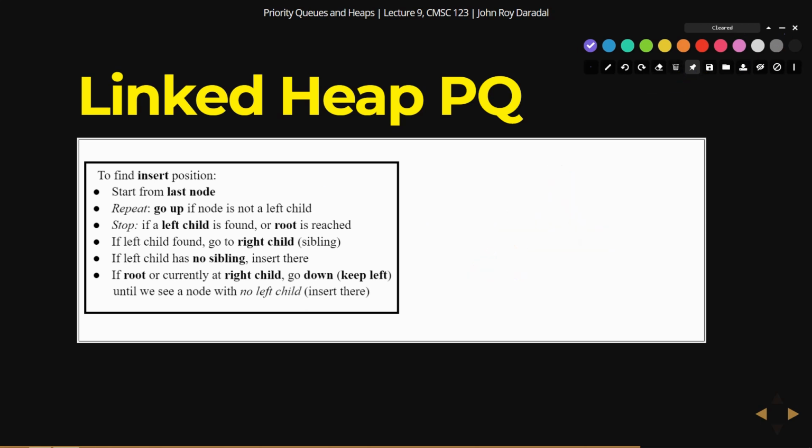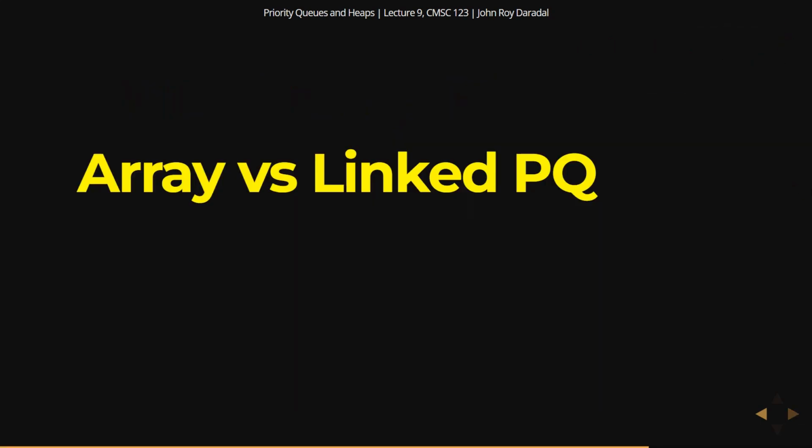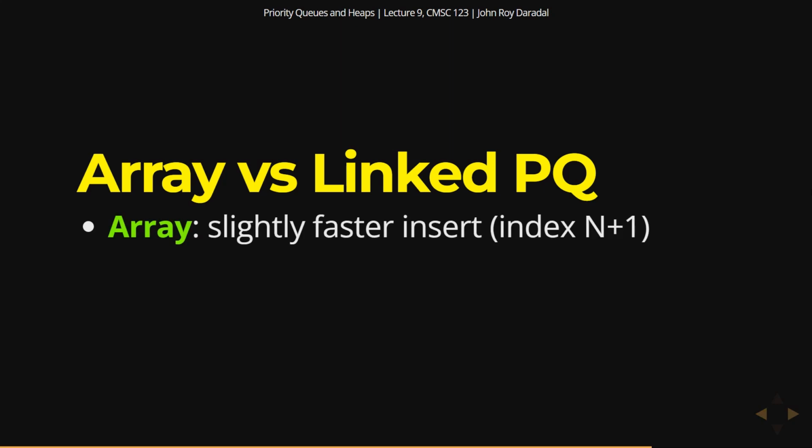So what is the difference between the two implementations for heap priority queues, using an array and using the linked structure? For the array, you have a slightly faster insert because you can immediately go to index n plus 1 and know that that is where you need to insert. Whereas in a linked heap priority queue, you still have to do the going up and then going down to find the correct insert position, the one that we did in the previous slide. So the array is slightly faster in this regard.